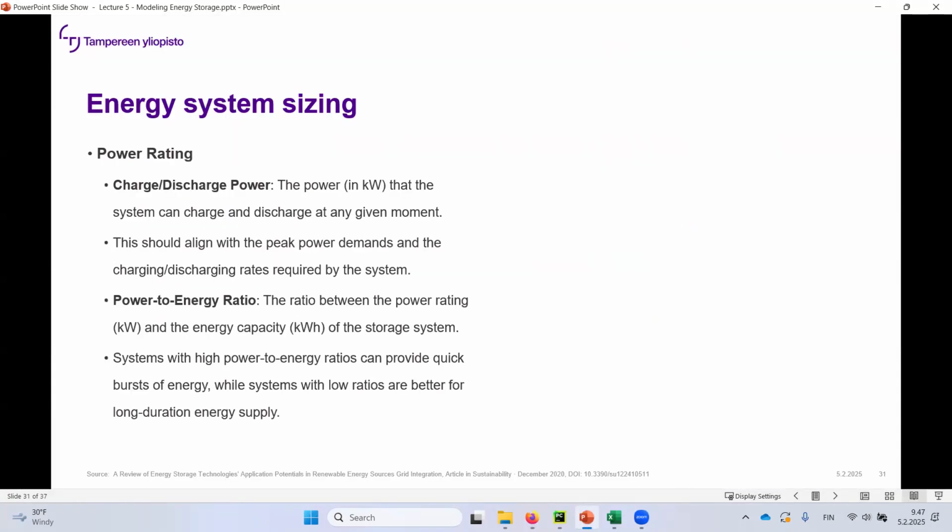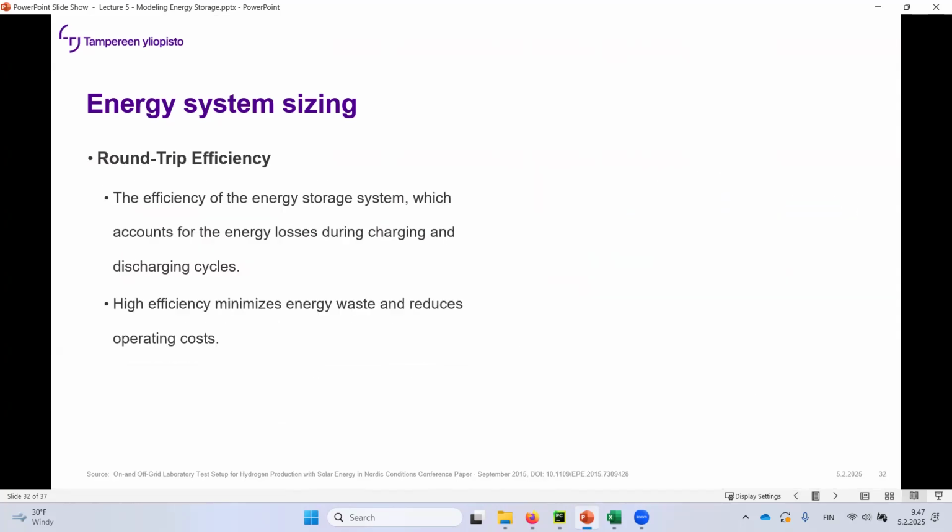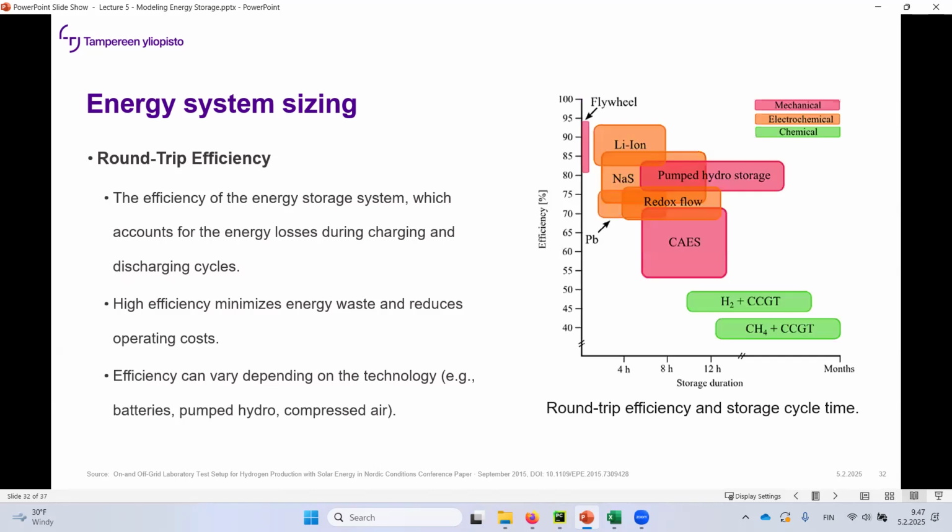So let's go back into here. Round trip efficiency. If you see in here, and then there's the storage duration. In here, there's interestingly hydrogen and combined cycle gas turbine and methane combined cycle gas turbine. I'm not sure, but I would think the methane being lower in here is because it's produced from hydrogen then. But for round trip efficiency, lithium-ion battery and flywheel are the keys in this.